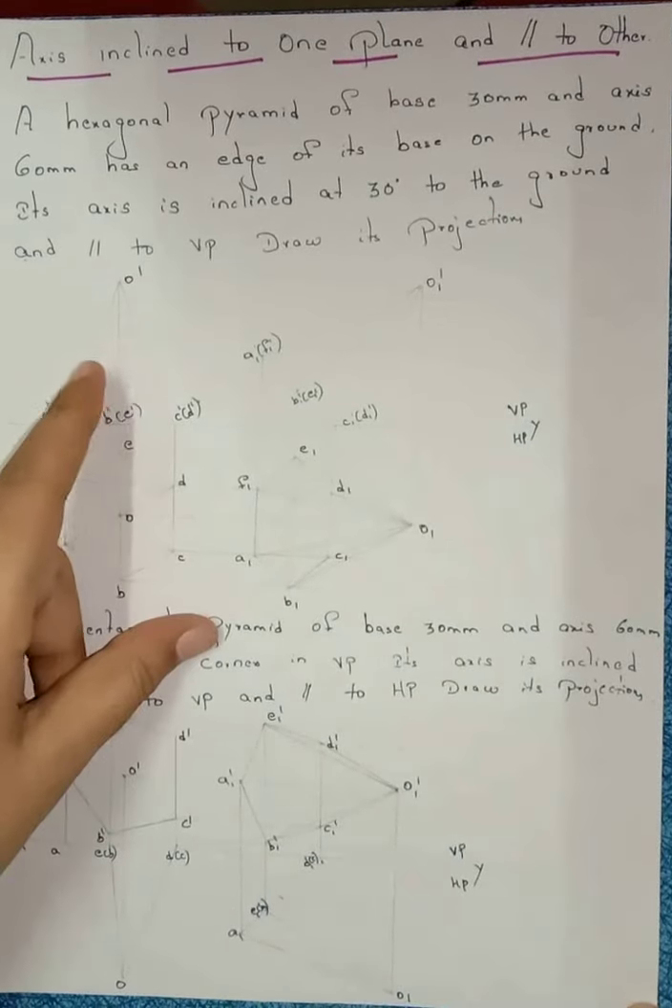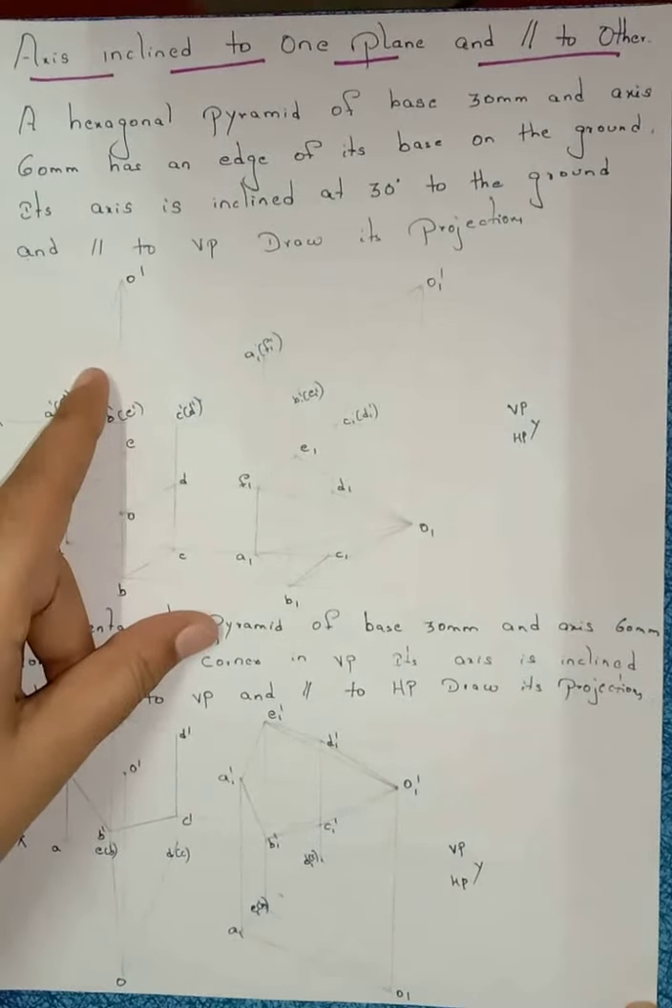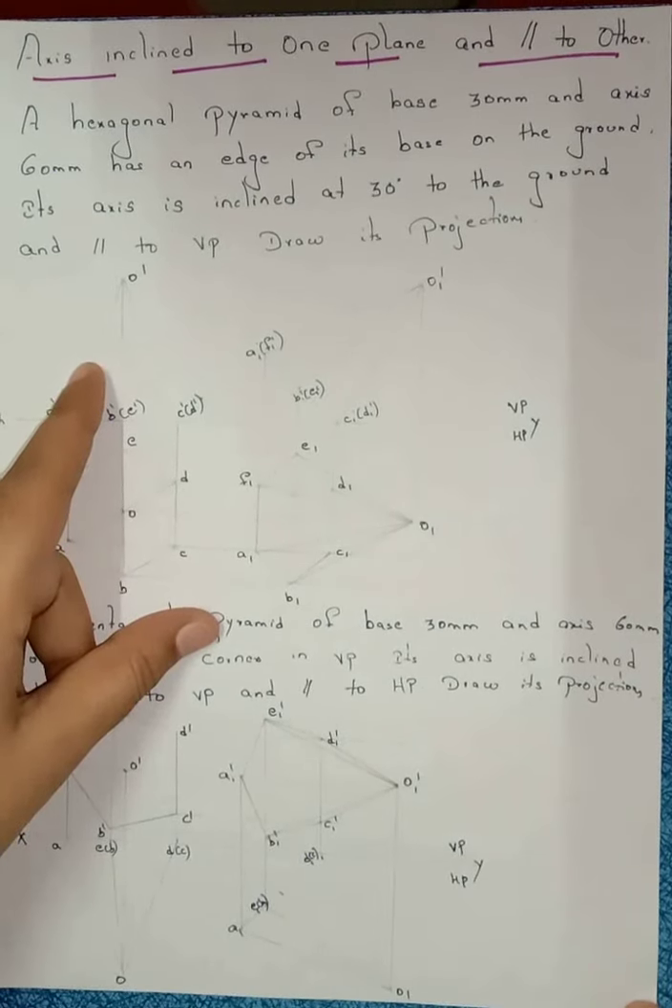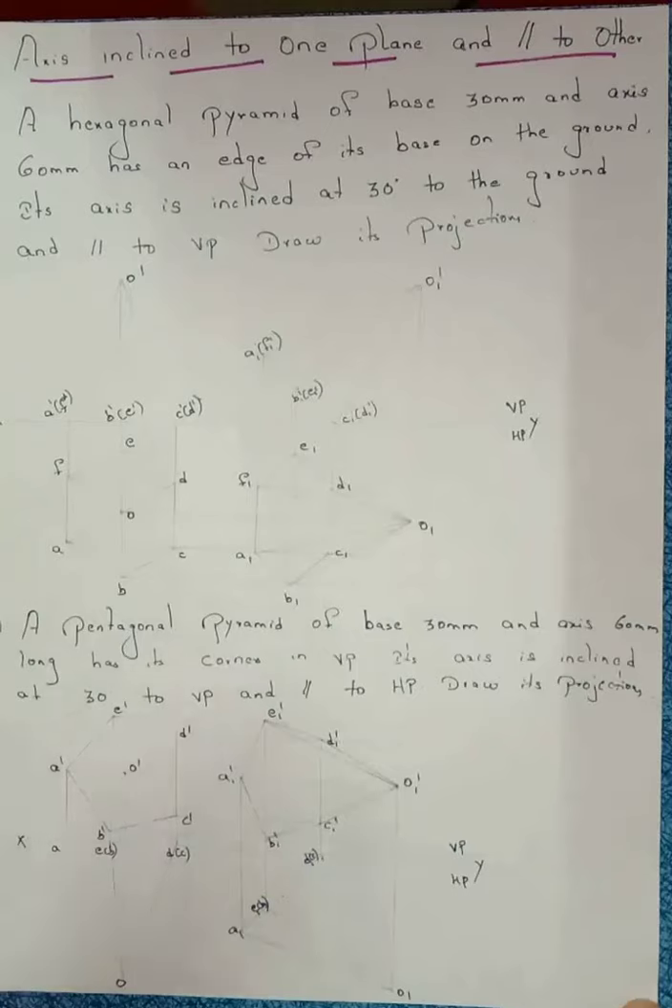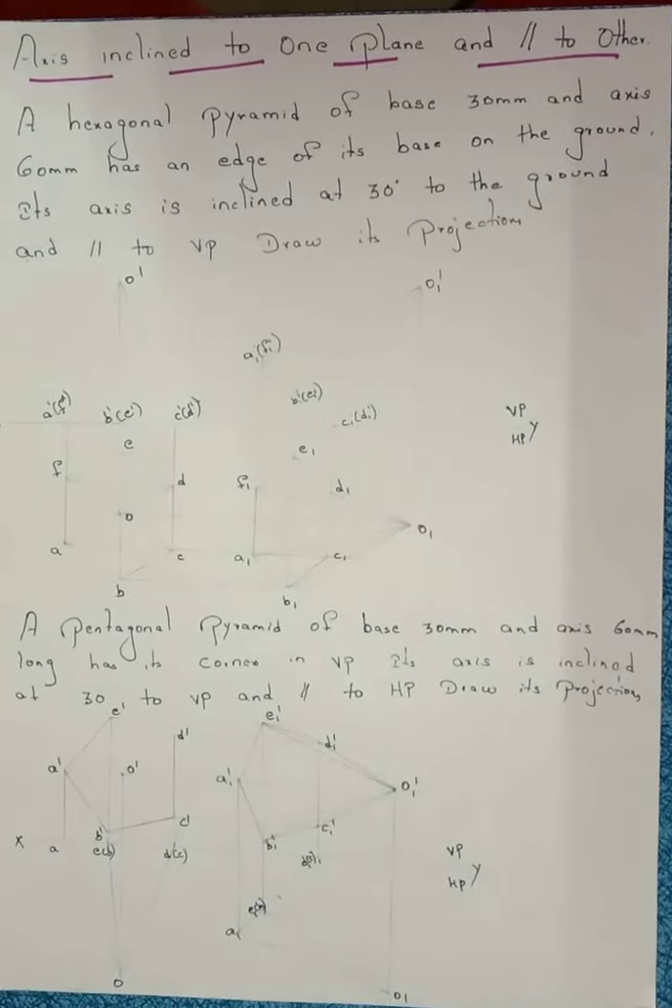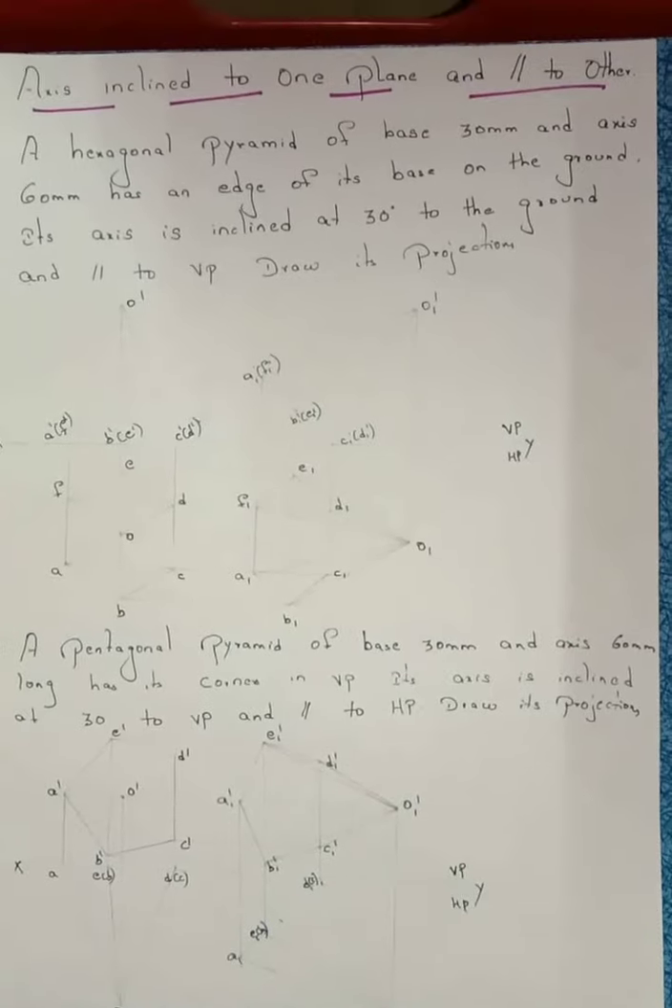In prisms, in the front view we constructed a rectangular shape. In pyramids, in the front view you have to construct a triangular face, because prisms are bounded by rectangular faces and pyramids are bounded by triangular faces. Right, now we will see the first question.